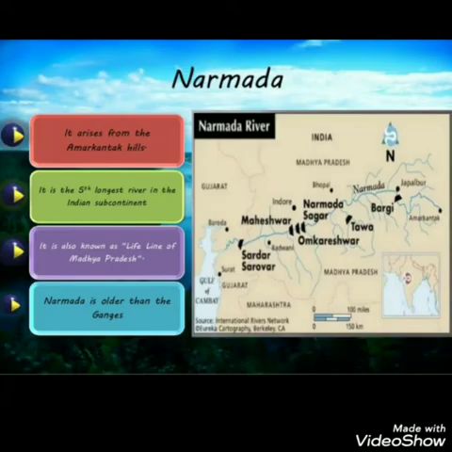One of the Indian peninsular rivers is the Narmada. You can watch it in the physical map of India here. It arises from the Amarkantak hills and is the fifth longest river in the Indian subcontinent. The Narmada is also known as the lifeline of Madhya Pradesh, and it is older than the Ganga.